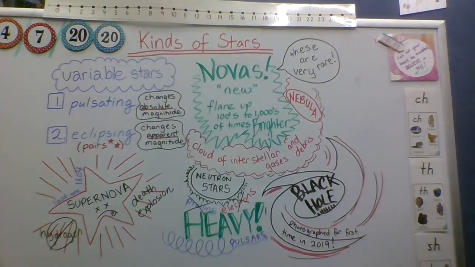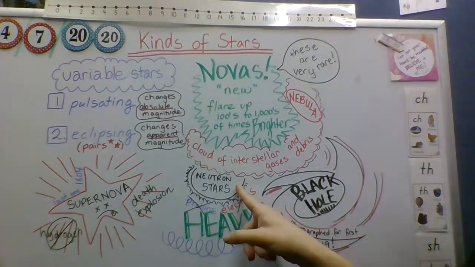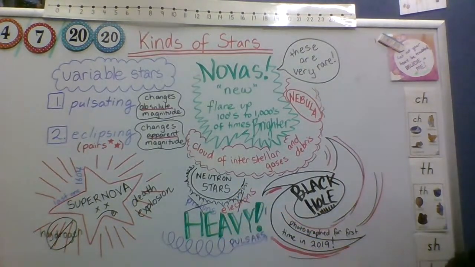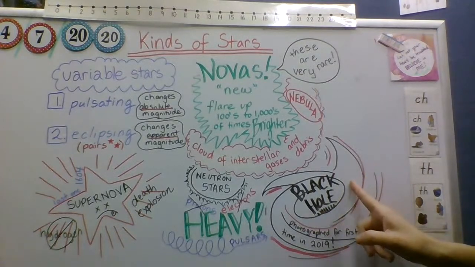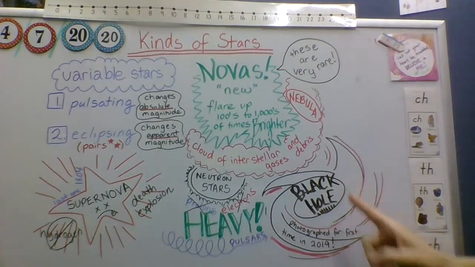And so you'll see it when it explodes, it gets brighter and brighter and brighter, and then it collapses, and then it becomes one of two things. It can become a neutron star, which we're going to talk about in just a minute, or it can become a black hole, which we will also talk about.